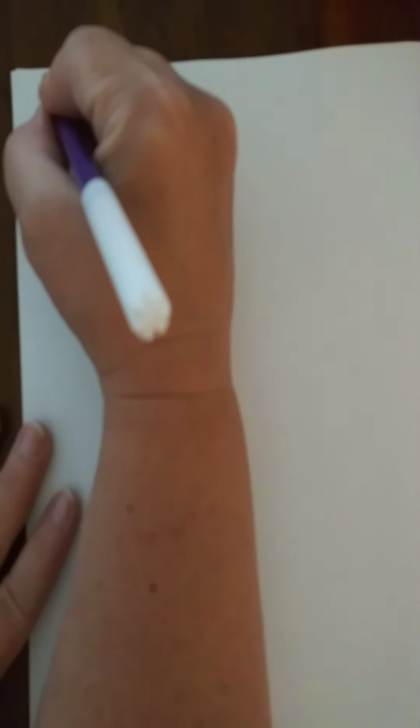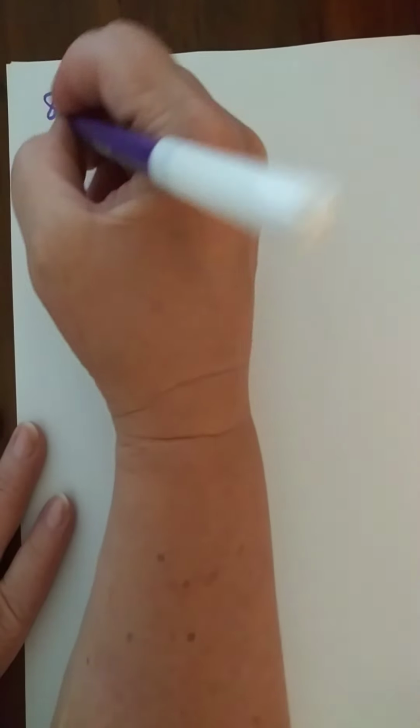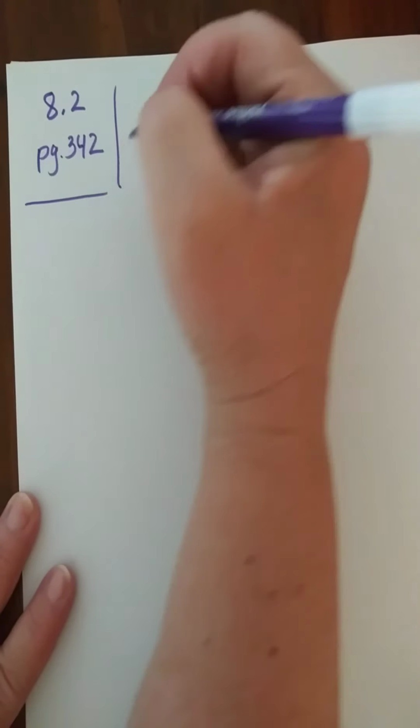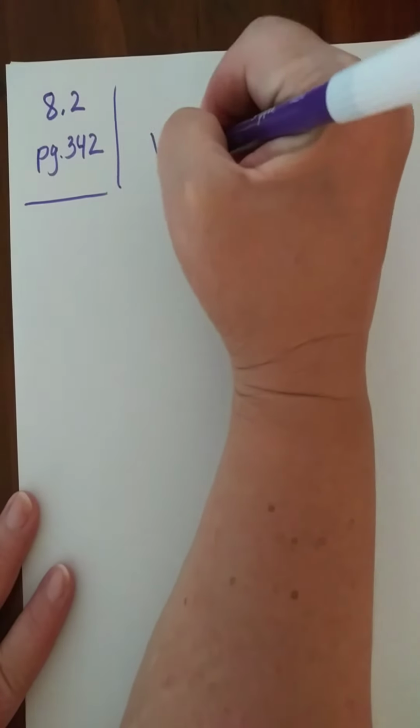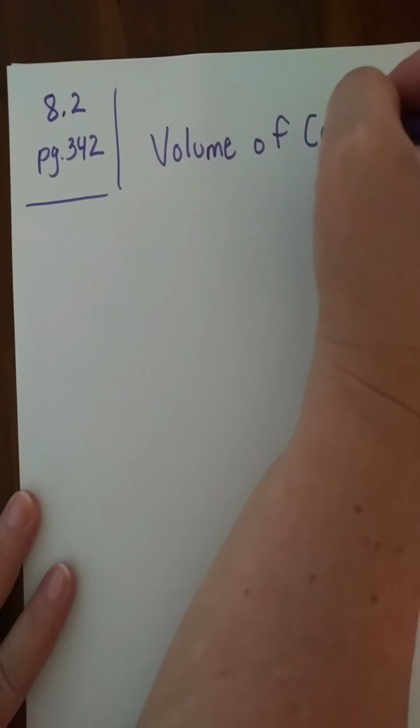Hi everybody, it's Mrs. Carlton here, and we are going to work on volume of cones today. So this is from section 8.2 in the book, and it's found on page 342. If you have your book at home, or if you want to open up your Big Ideas textbook online, you can do that, okay? The title is Volume of Cones.